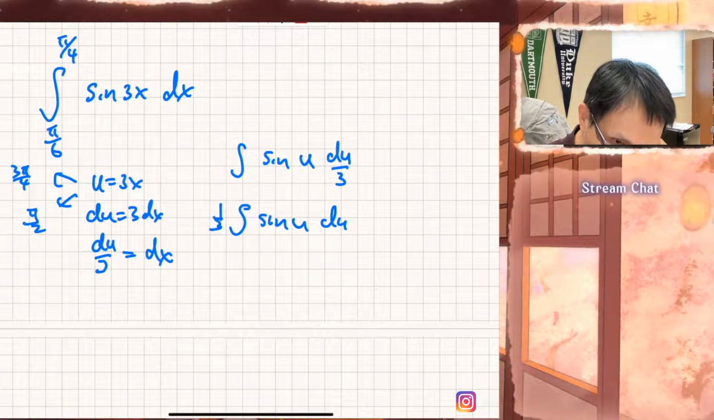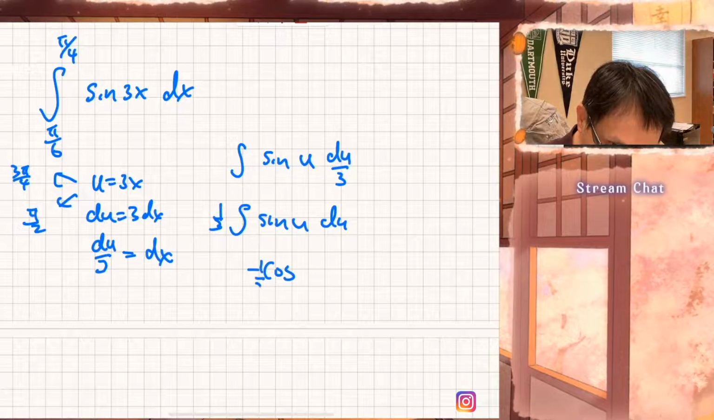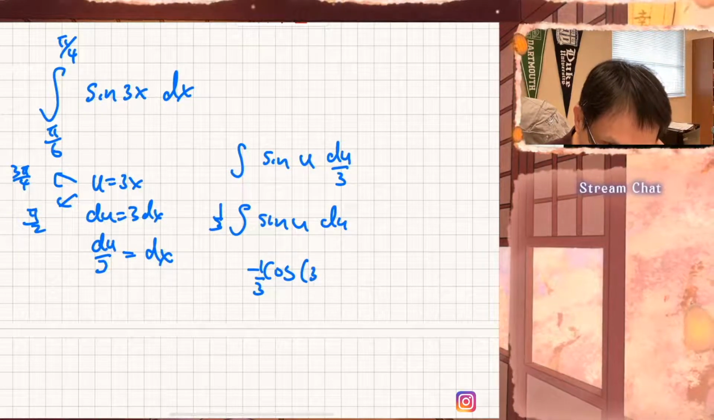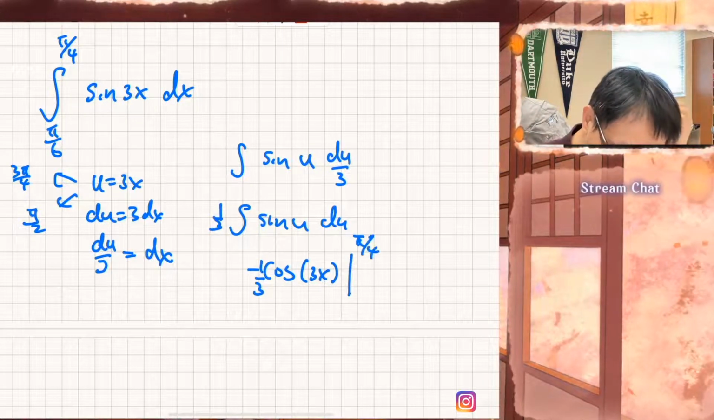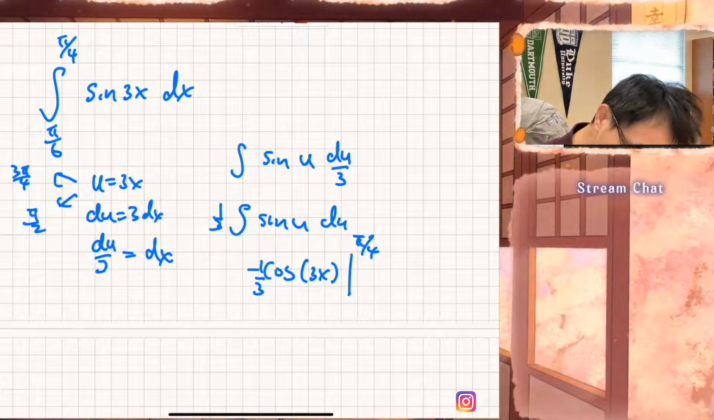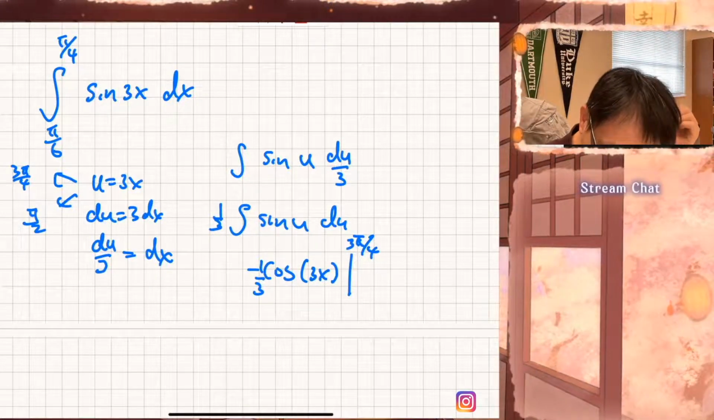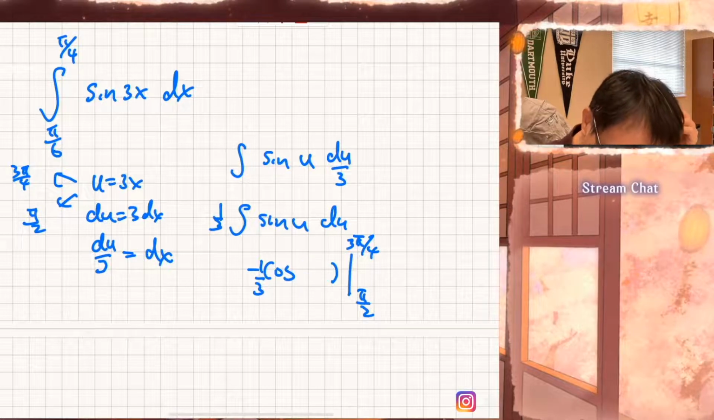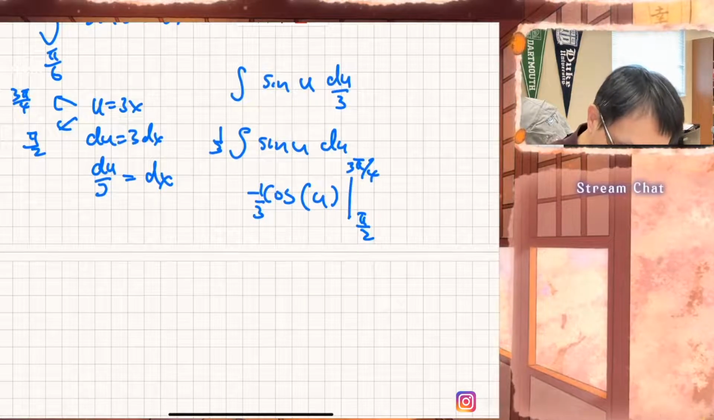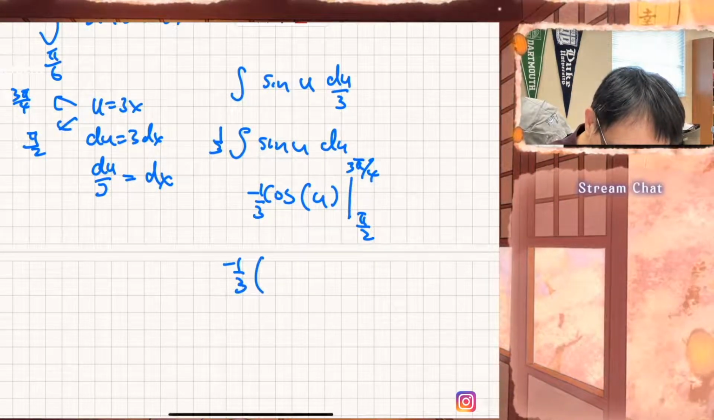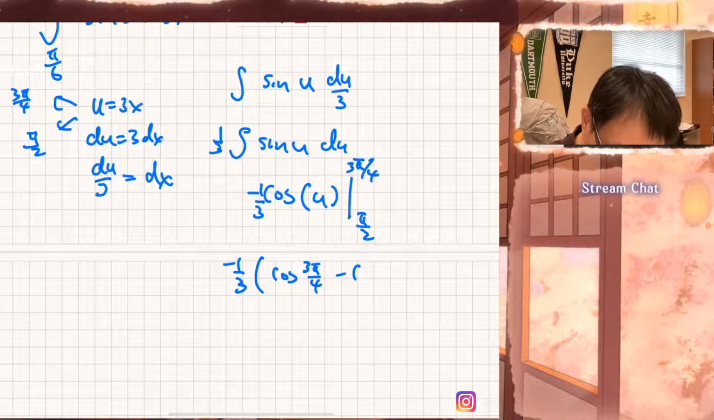And then what you're going to do is, that'd be negative cosine, or negative 1/3 cosine of u, which is 3x. And that's going to be between pi over 4, to, no, actually 3 pi over 4 over pi over 2. So we're going to do it in terms of u, sorry. That's easier. So negative 1/3, then that's going to be cosine of 3 pi over 4 minus cosine of pi over 2.